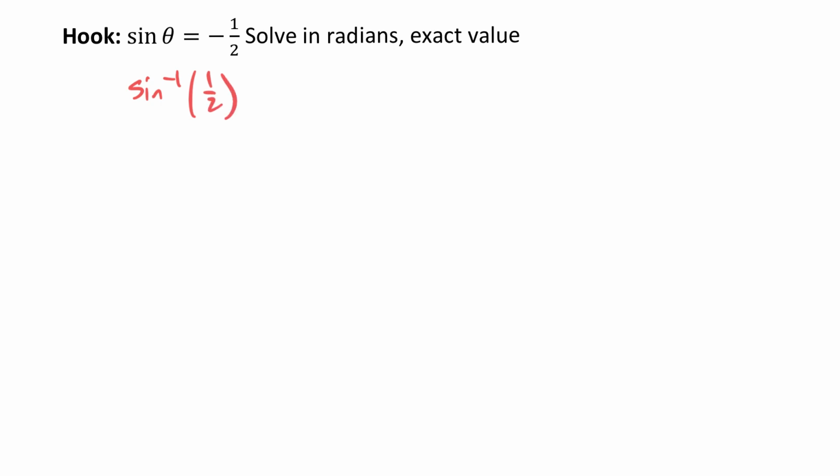If you have the Mr. Peters approved calculator, this will give you pi/6, which is kind of nice. It's a unit circle value. And if we use the CAST rule, we're looking for a negative value for sine. So we're thinking that's going to be down here and here.